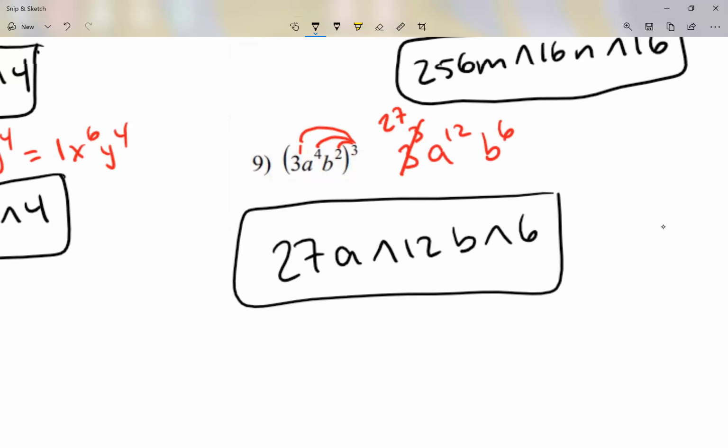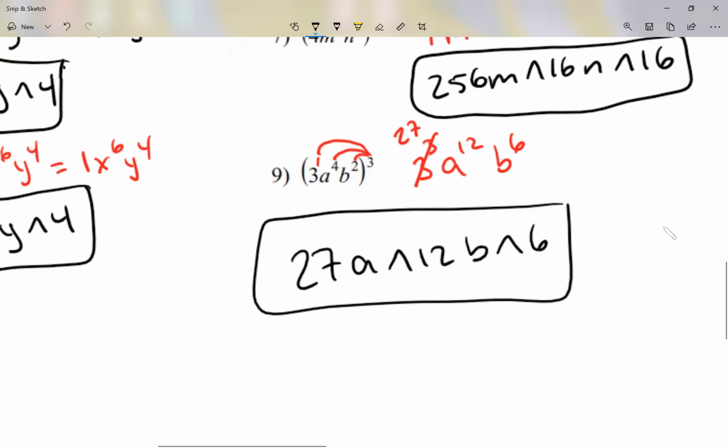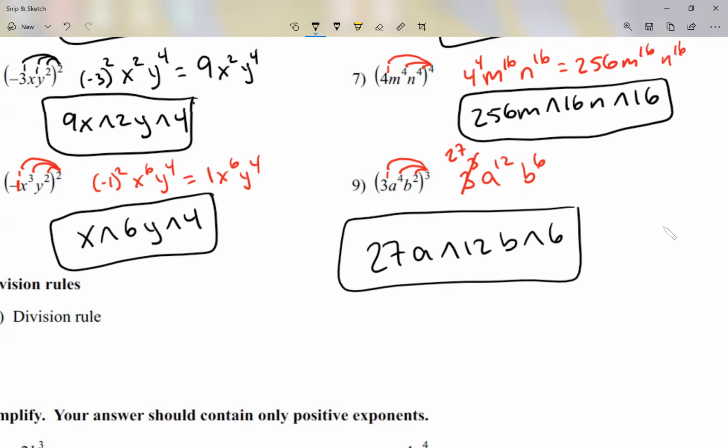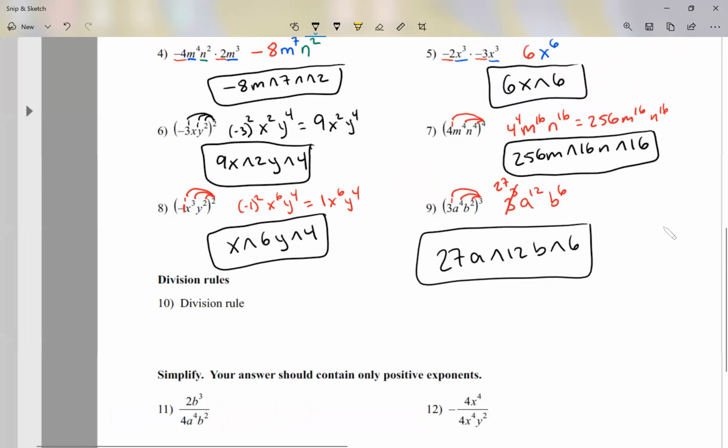Mathematically speaking, the order of the letters doesn't matter. But in order for all of us to have the same answer, I'm going to ask you guys to please go in alphabetical order. When it comes to letters, do it in alphabetical order.